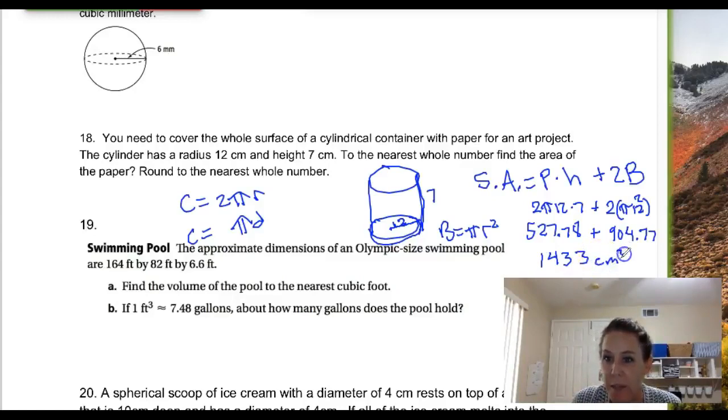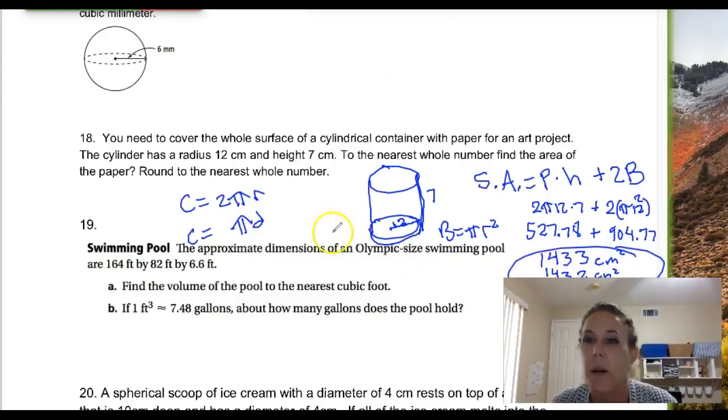And that's going to be centimeters squared because we're dealing with area. So 1433, or if you rounded those down, you would end up with 1432. Either of these are fine. All right, either of those. Okay, on to the last two.